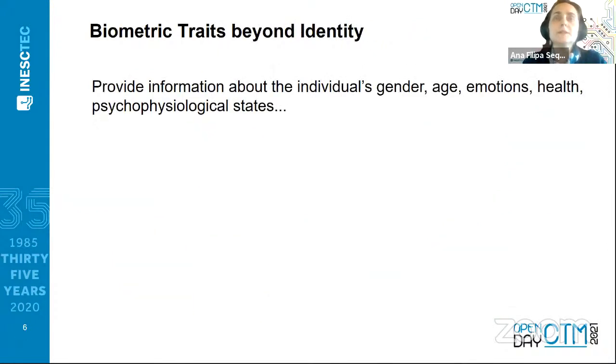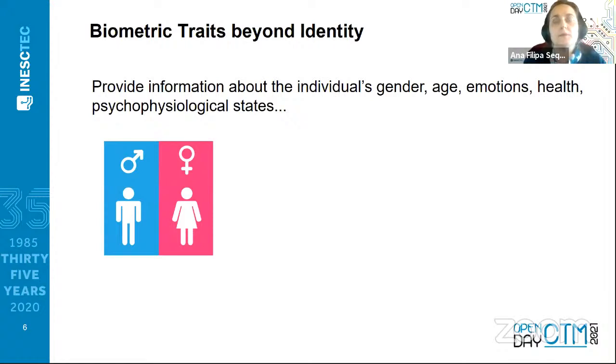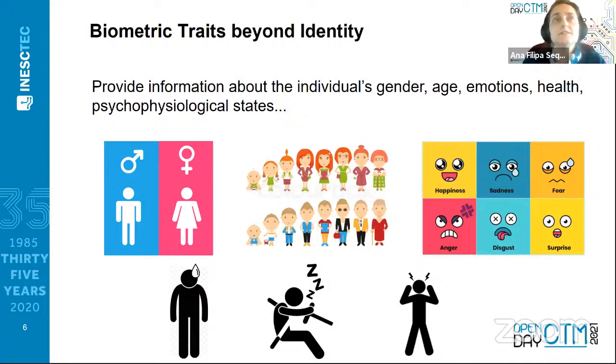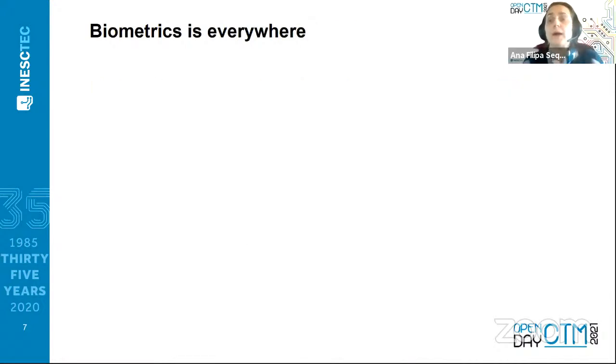But most of the biometric traits go beyond the identity information. They provide us much more than that. They can provide us information about the gender, age, emotions, and even psychophysiological states of the individual, like fatigue, drowsiness, stress, and others. So biometrics nowadays is everywhere in our mobile devices, in so many wearable gadgets, even in our cars, and so forth.